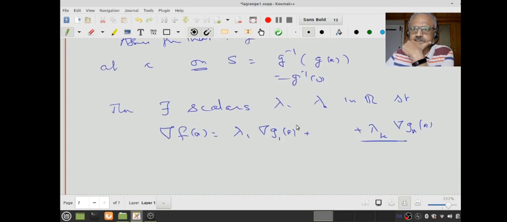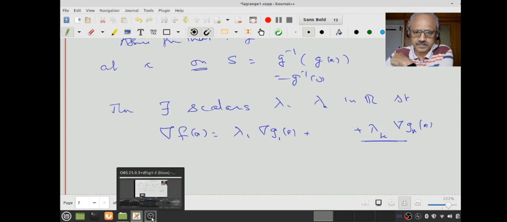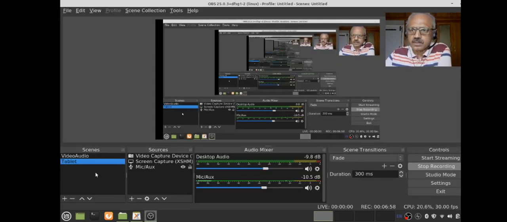Okay. The proof, as I said, is a very easy application of the implicit function theorem. Okay, we will do that, and after that perhaps we will also give one application. Okay, please go through this.